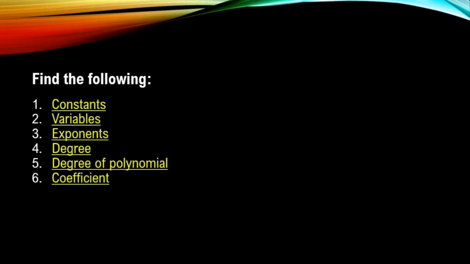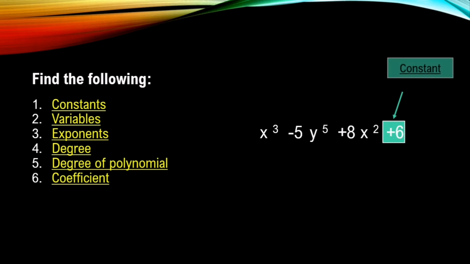Okay, so let's have another example. Let us find the 6 terms again. Given polynomial x cubed minus 5y to the power of 5 plus 8x squared plus 6. First, constant. Constant means the number without variable. Which term has no variable? Very good. The last term. So that is positive 6. So that will serve as our constant.